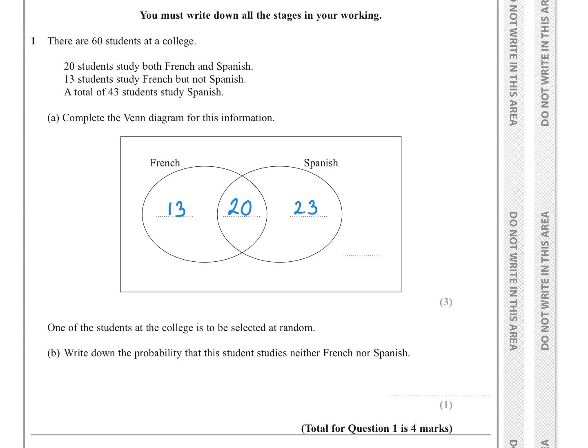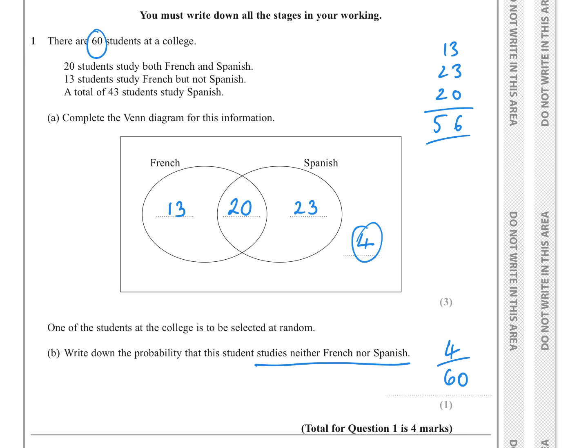So we've got to complete the Venn diagram. Well, 13 and 23 and 20, then that's going to be 56, which would mean 4 outside of both French and Spanish included. Now we've got to write down the probability that this student studies neither French nor Spanish. Well, that's going to be this situation here. It's going to be 4 out of the 60, which you can cancel down to 1 in 15.